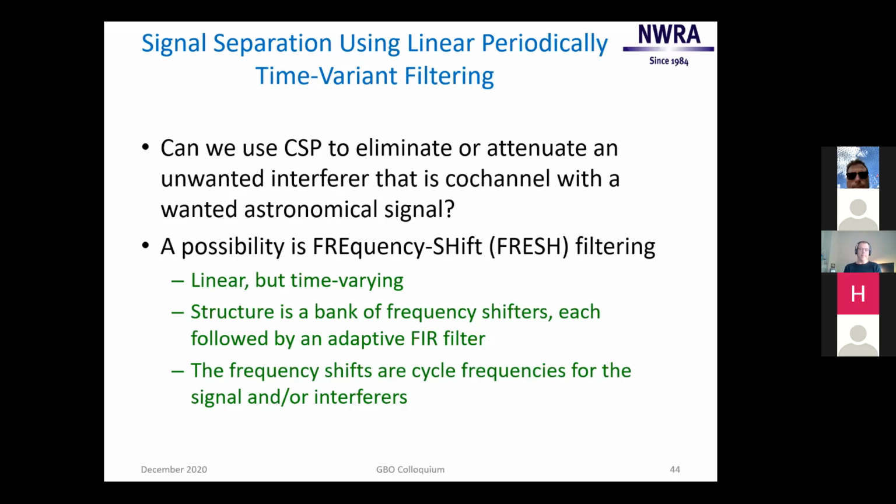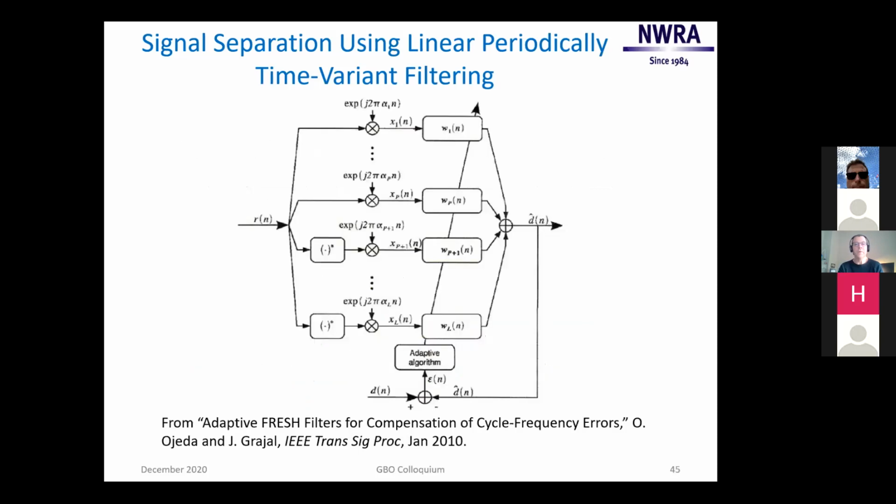And out of that mathematical idea comes a structure that we call a FRESH filter. It's a frequency shift filter. So we take our incoming data and put it into all these branches in this diagram, and each branch is a frequency shifter followed by a linear time invariant filter or an adaptive filter. Think of them as finite impulse response filters. Okay, so low complexity type filters. So frequency shift, filter, frequency shift, filter, and you can do the conjugate stuff too. So this is for the conjugate.